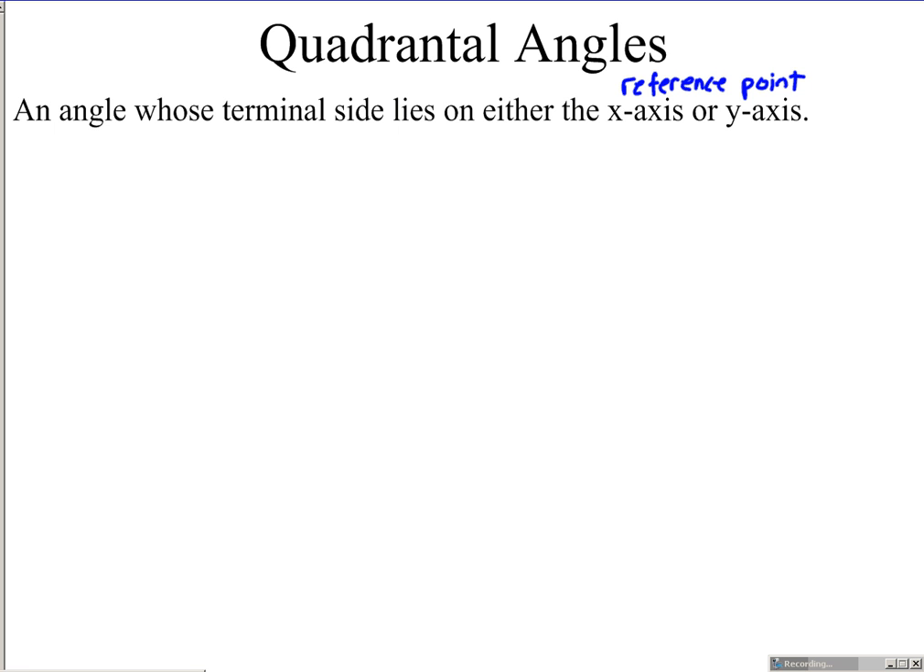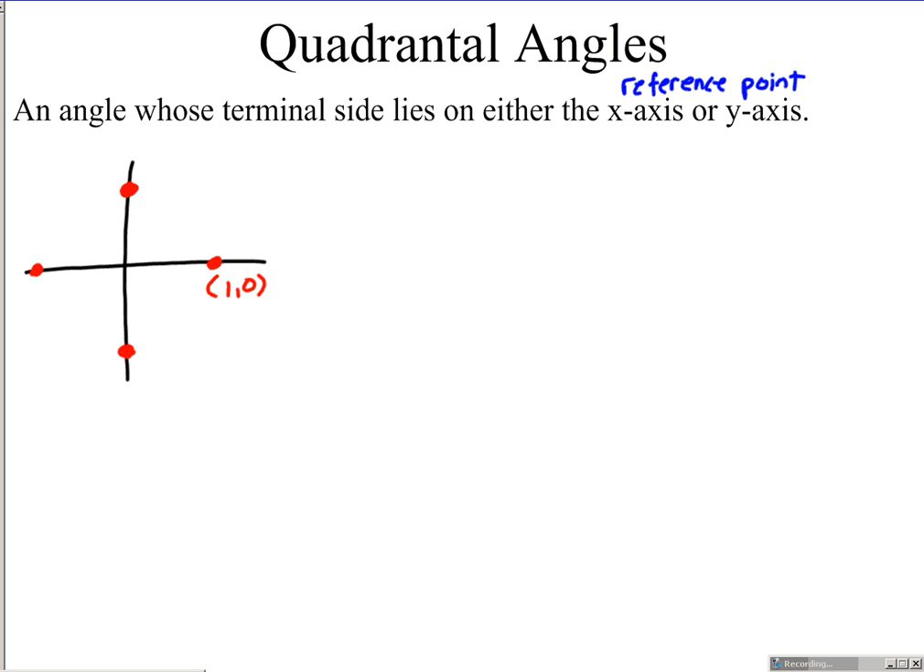For quadrantal angles, we're talking about when we rotate and we end up at one of those 4 spots. In other words, if I rotate 0 degrees or 360 degrees, I end up right here. All of these points lie exactly 1 unit from our origin. So this point would be at the ordered pair 1, 0.